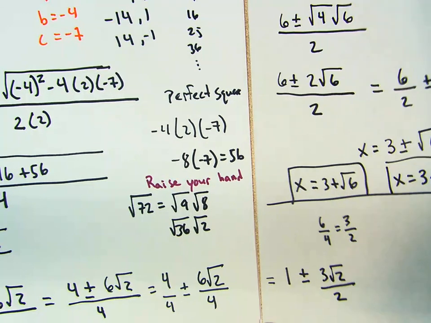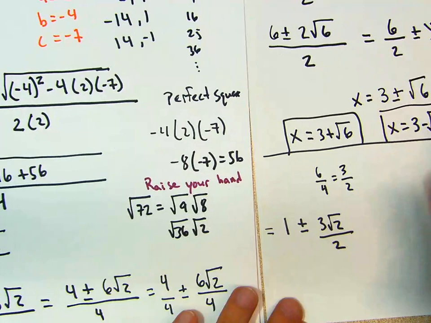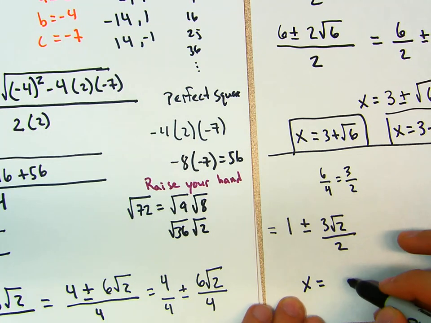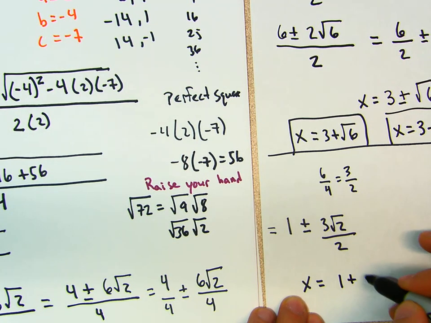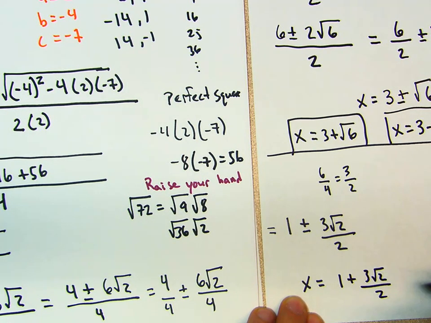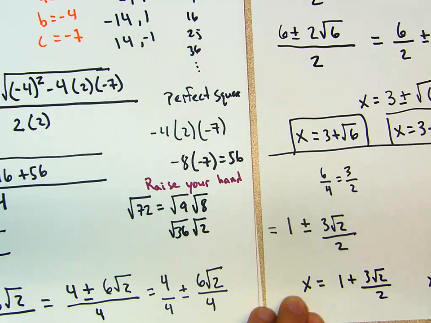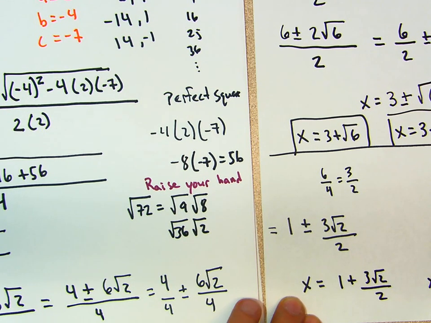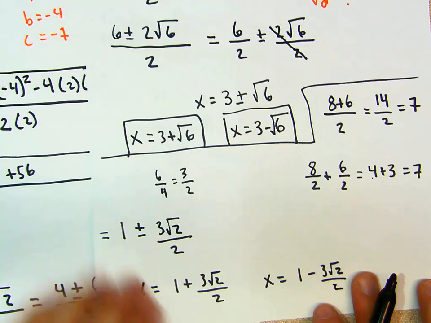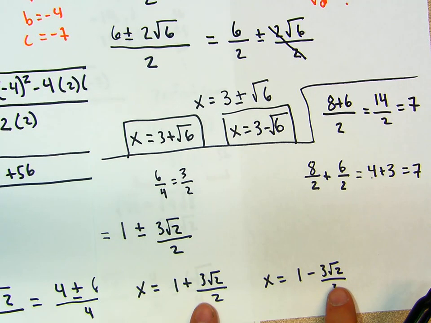So then x is equal to 1 plus 3 radical 2 over 2. X is equal to 1 minus 3 radical 2 over 2. Okay? This should be my 2 answers.